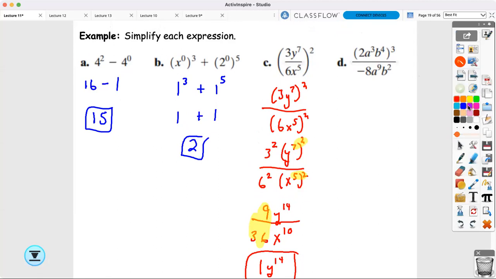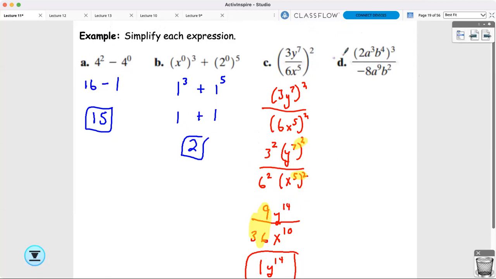All right, let's take a look at D. We have a parentheses, a product, 2a cubed b to the 4th, to the 3rd power. So we know this cube is going to go to the 2, the a cubed, and the b to the 4th.